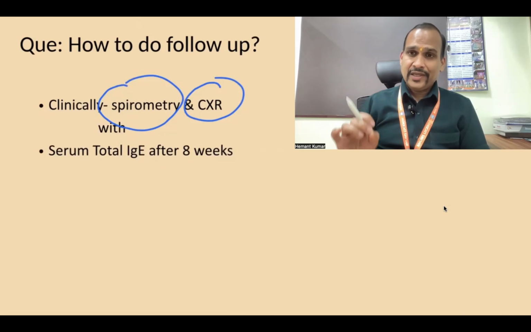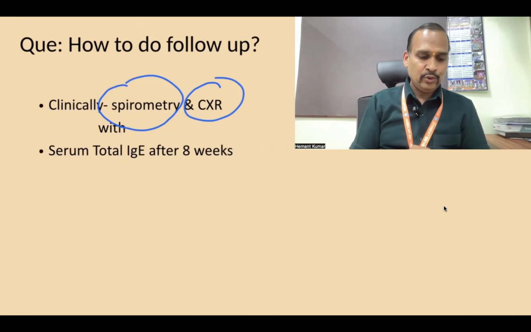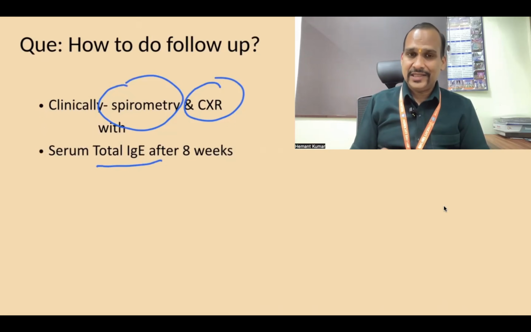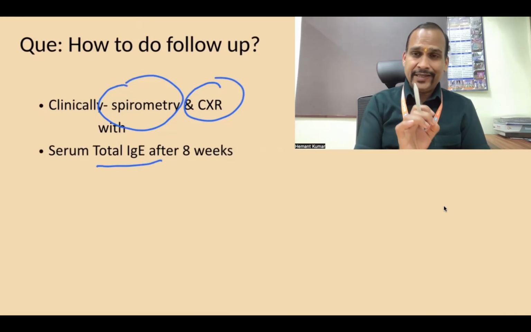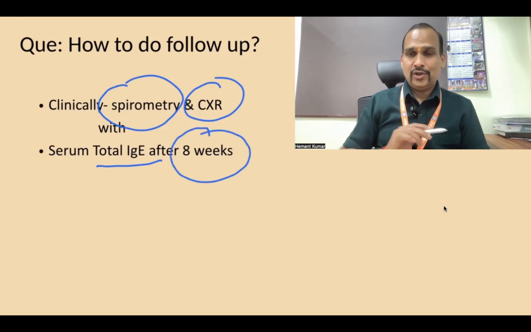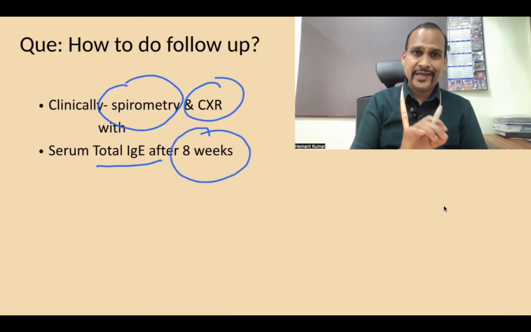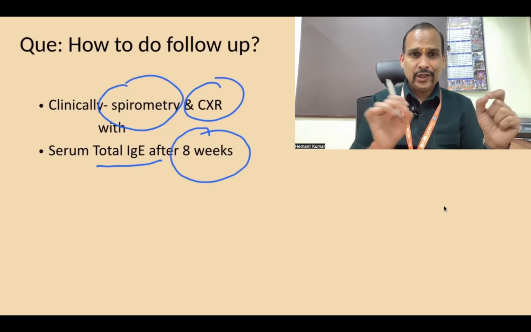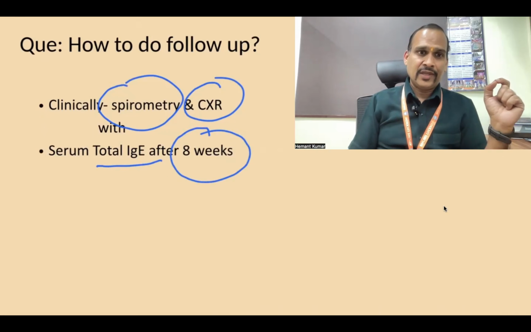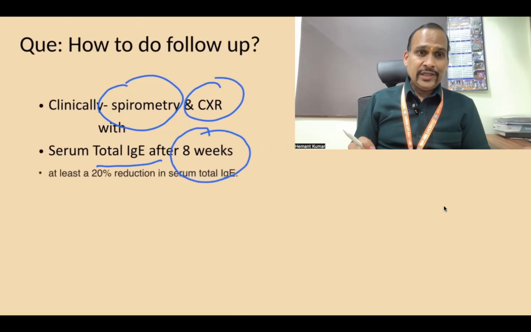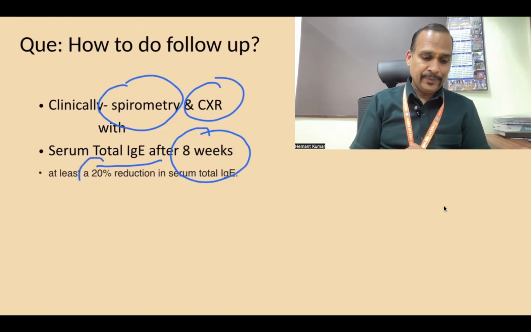So remember, IgE specific for Aspergillus is for screening purpose. For follow up purpose, we have to do total serum IgE, and we have to repeat these parameters after 2 months or 8 weeks. Guideline says 8 to 12 weeks, but we are doing it at 8 weeks. So there should be reduction of total IgE by 20%.